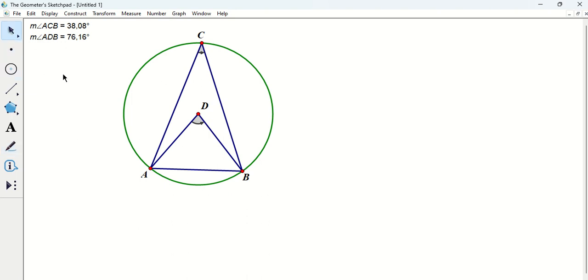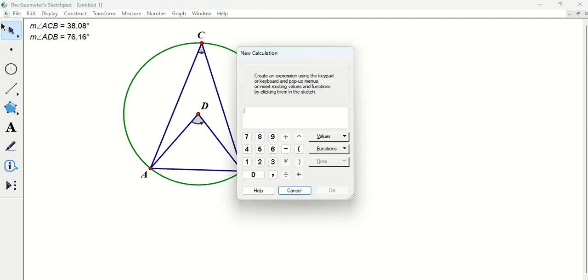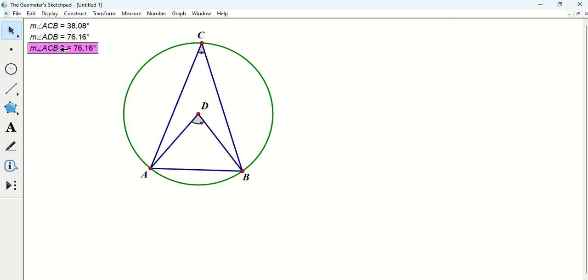So what I'll do is I'll just go to number and calculate. I want to find out if I multiply this angle by 2, how much is it? So I've multiplied this angle by 2, and wow, it means that if I multiply ACB, the angle C, by 2, then I get the angle ADB. So meaning that the angle here is twice the angle here.